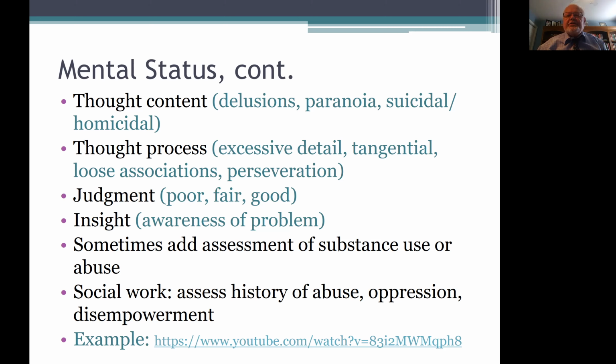For those who are interested in more information about the mental status exam, I have included this link in the comments, which can give you an idea about how to use a mental status exam with a client. This is an optional link for those who are interested to learn a little bit more.